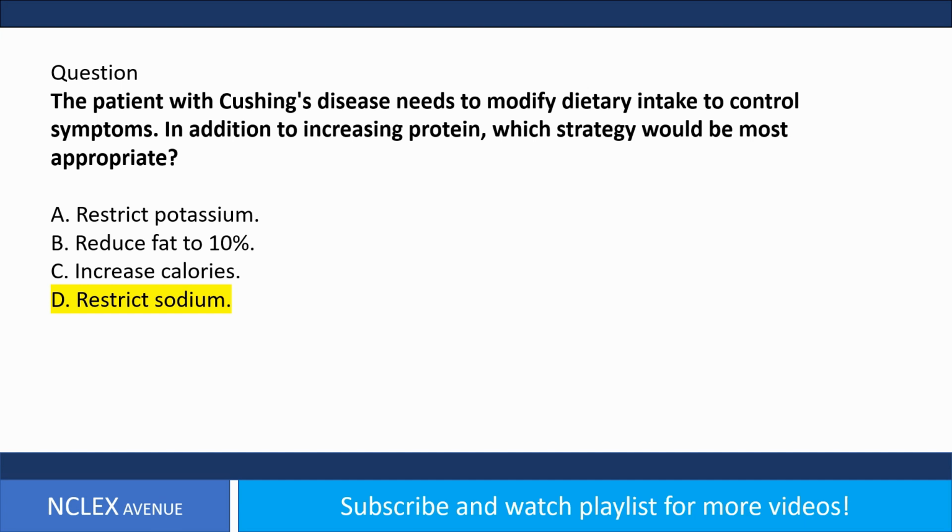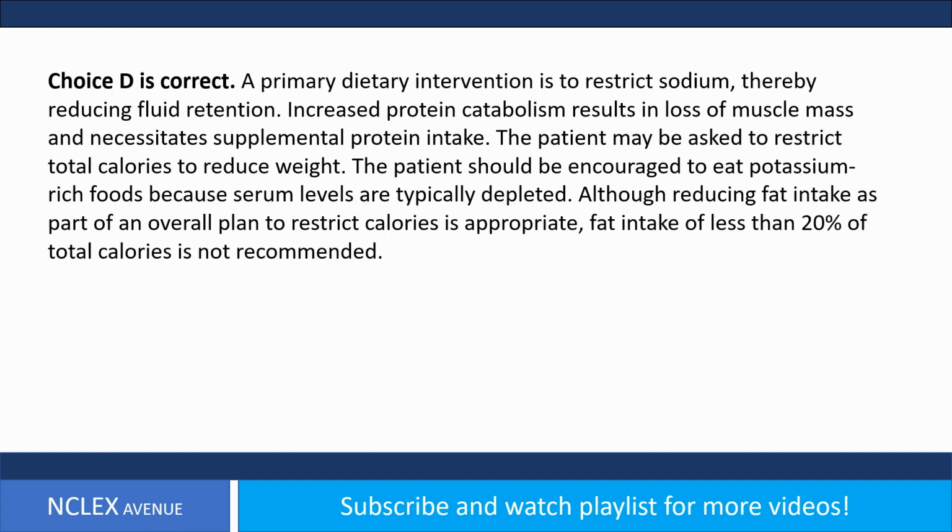Answer. Choice D is correct. Explanation. A primary dietary intervention is to restrict sodium, thereby reducing fluid retention. Increased protein catabolism results in loss of muscle mass and necessitates supplemental protein intake. The patient may be asked to restrict total calories to reduce weight. The patient should be encouraged to eat potassium-rich foods because serum levels are typically depleted.